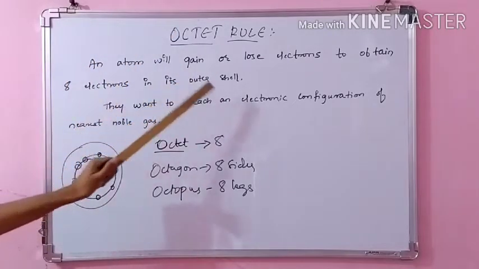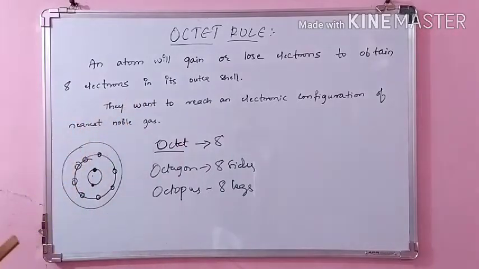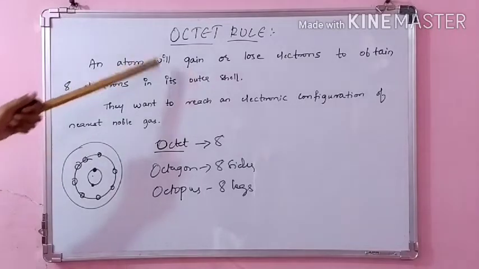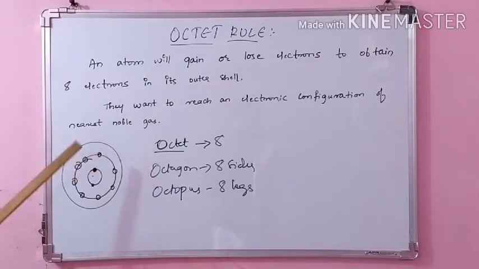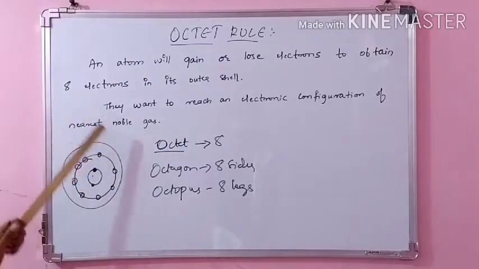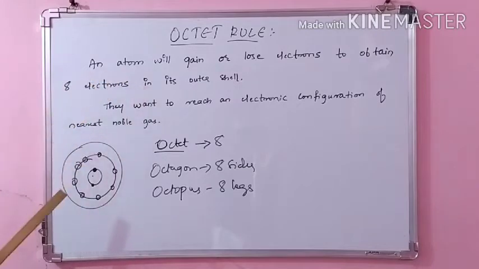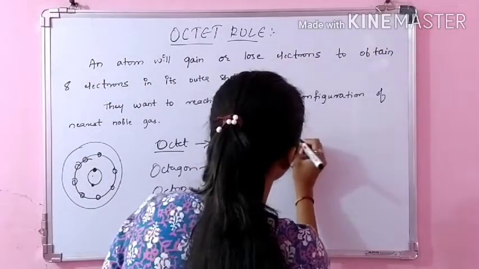So they want to achieve the electronic configuration of the nearest noble gas, like helium or neon. They want to attain those configurations because noble gases are always stable and completely filled. So all the atoms you consider want to be in a stable state. Why do they follow this octet rule? Because they want to be stable.